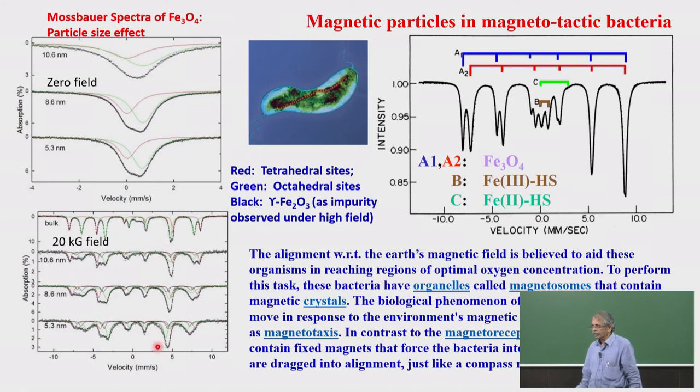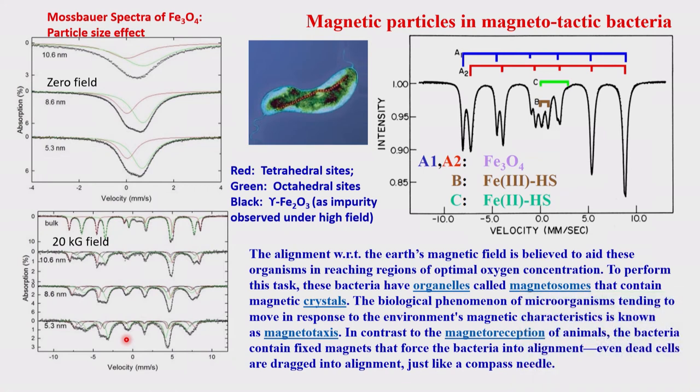And you can see that as you go down, that is 10.6, this is bulk, 10.6 size, 8.6, 5.3, exactly same as here. And then you see that green one is growing and growing. So even by applying the magnetic field, you can completely ratify that the smaller the size, the greater the octahedral sites, therefore correspondingly the reactivity. So you can have a natural composite.